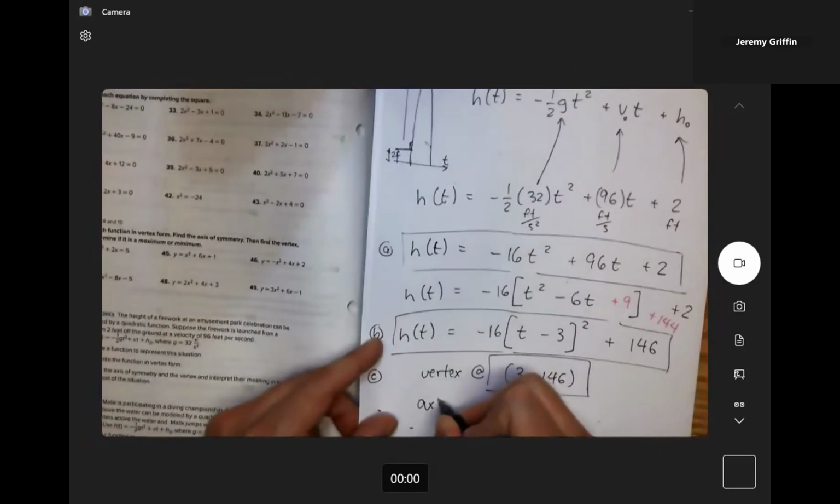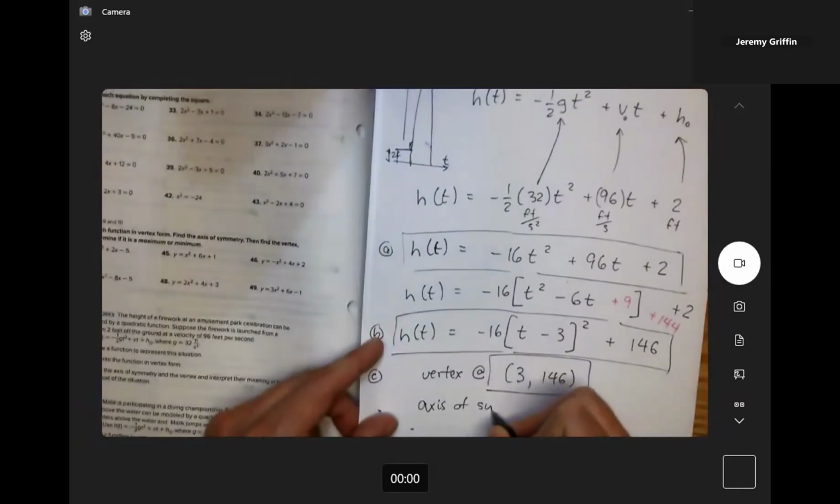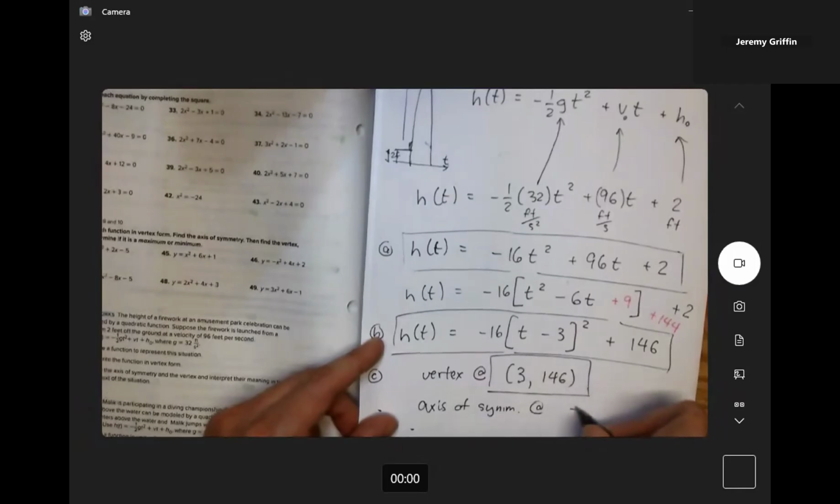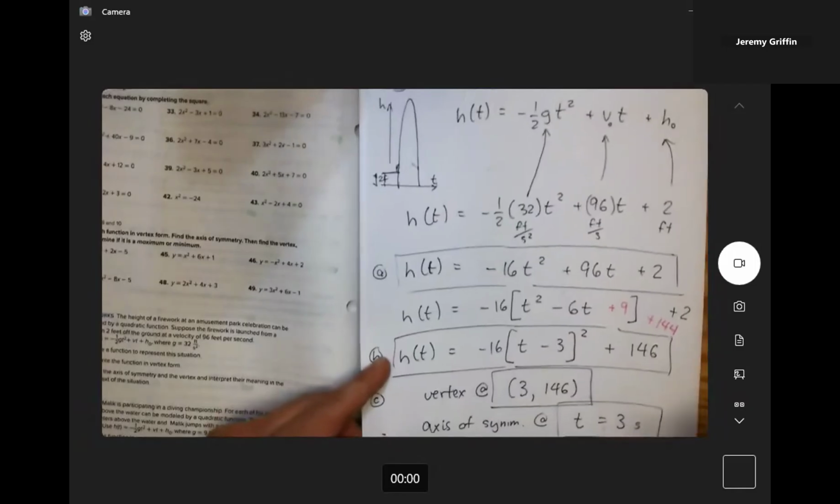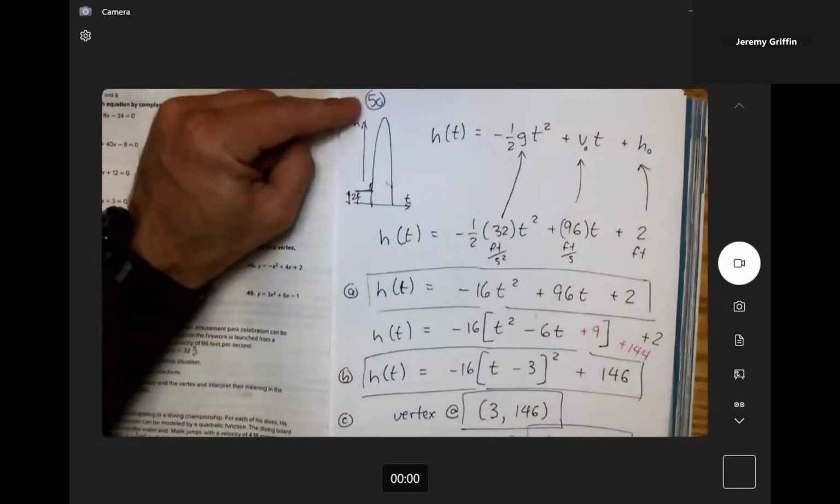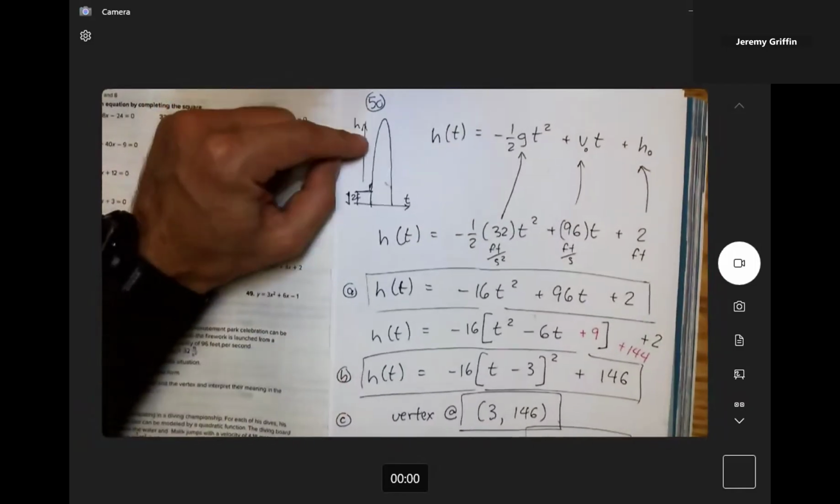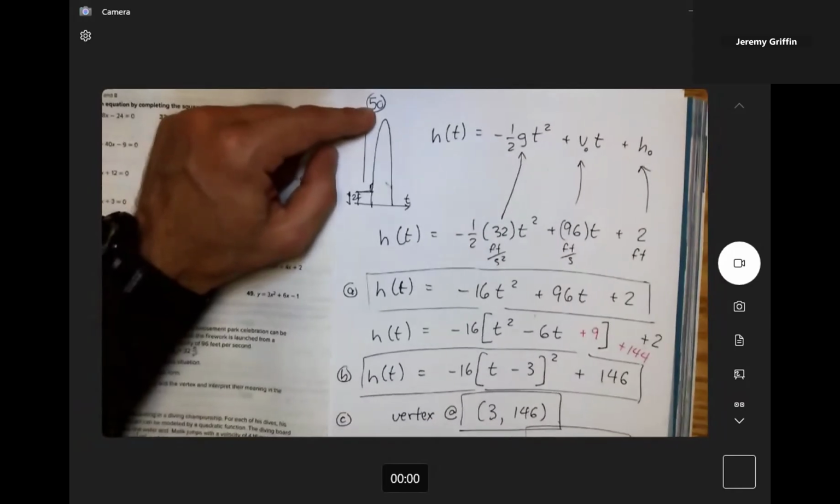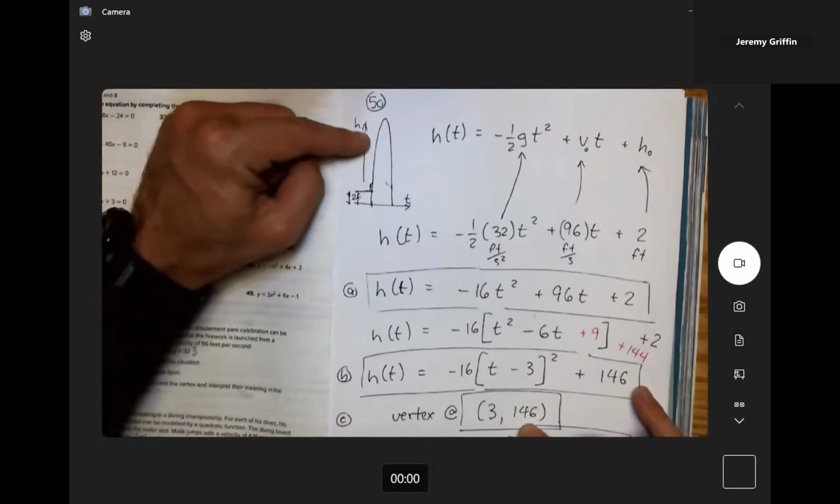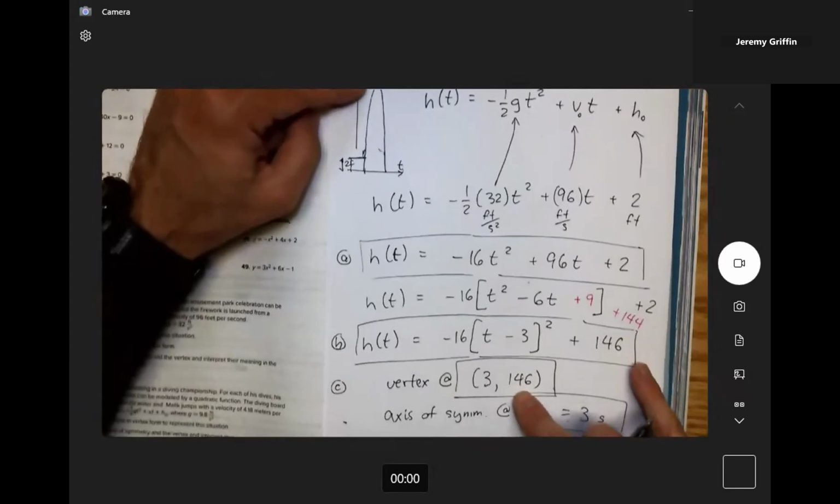And the axis of symmetry is at t equals 3, and that'd be seconds. Okay. Now, what does that mean? That means this peak point right here happens at the 3-second mark, and the maximum height is 146 feet. So how high does the firework eventually go? It goes 146 feet up, okay? And that's at the 3-second mark.